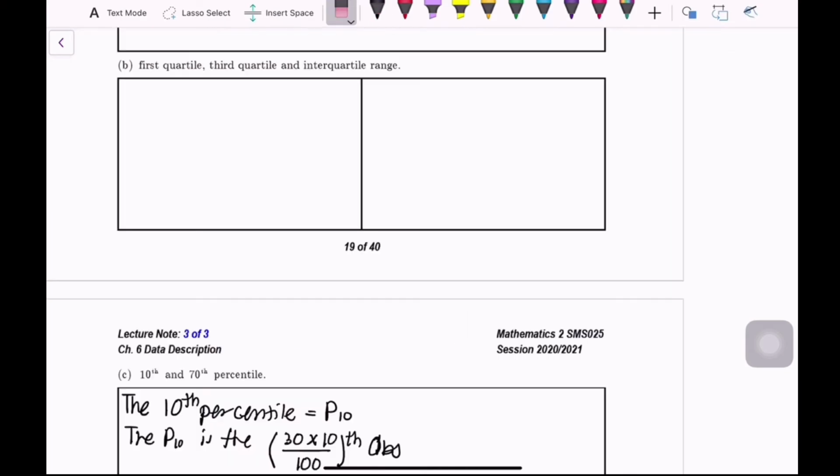Find the first quartile, third quartile and interquartile range.